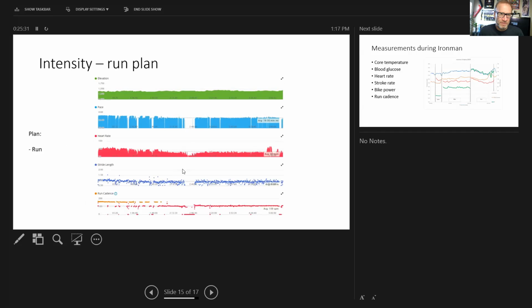This is some stopping. And this is from a race where I did run into a problem, and I did have to stop for a period of time to recover, and then to be able to start running again at that point.